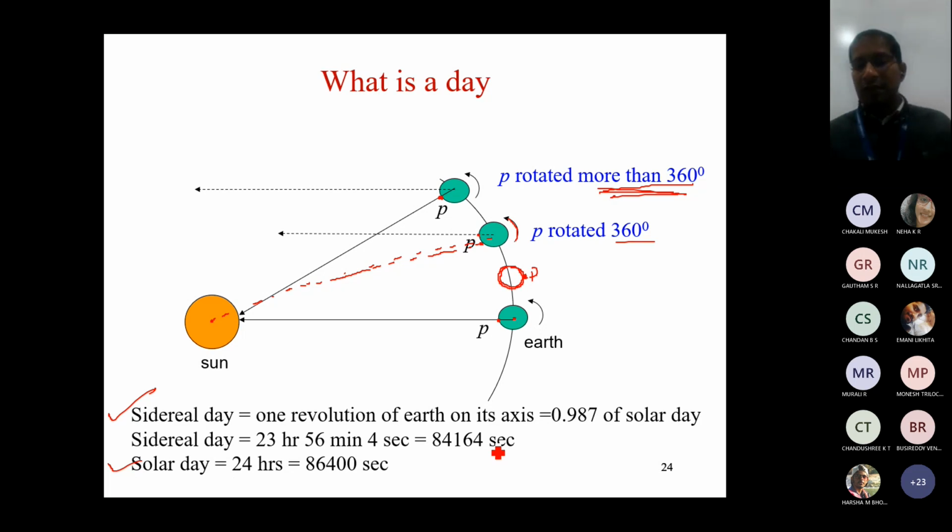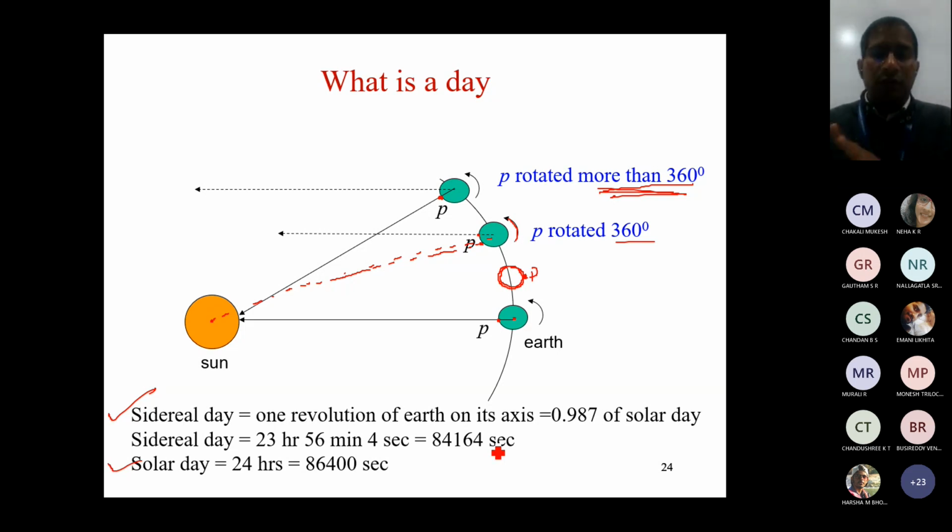That means when the Earth completes one rotation, a 360-degree rotation, it does not take 24 hours. It takes 23 hours, 56 minutes and 4 seconds. But a solar day means it completes more than a 360-degree rotation, from today noon to next day noon, or today morning to next day morning. We consider this as one day, which is called a solar day. So solar day and sidereal day are two different things.